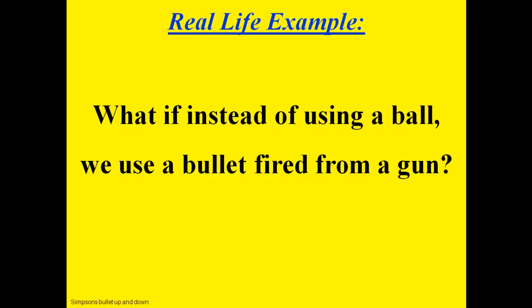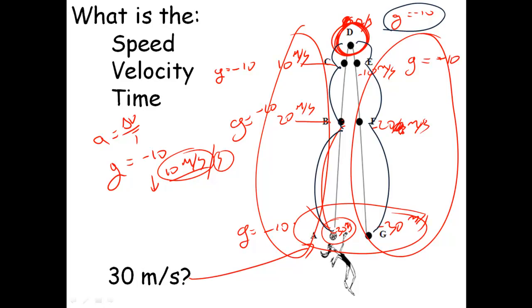So let me ask you, what if instead of using this ball, we use a gun? You fire a bullet in the air straight up. I don't know how fast a bullet leaves a gun, but let's say it leaves at 300 meters per second. Here's our gun, straight up. Let's say it's 100 meters per second. How fast is it going to be going when it comes down? Hopefully you said 100 meters per second.